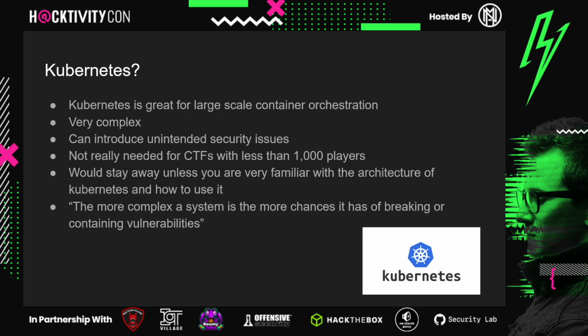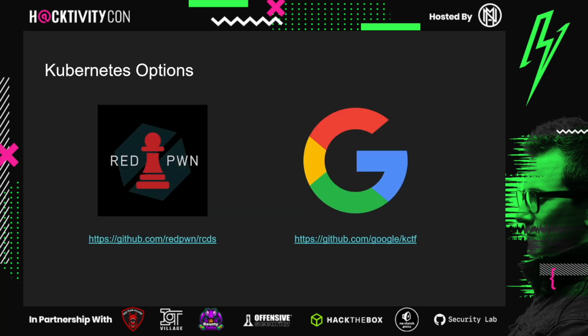There's nothing wrong with it. The ACTivityCon CTF this year is run through Kubernetes. You just got to be very, very cautious and know what you're doing. If you decide to follow this Kubernetes route, RCDS, which is Redpwn's challenge deployment framework, is available on GitHub, along with Google's kCTF, which is the Kubernetes CTF framework.